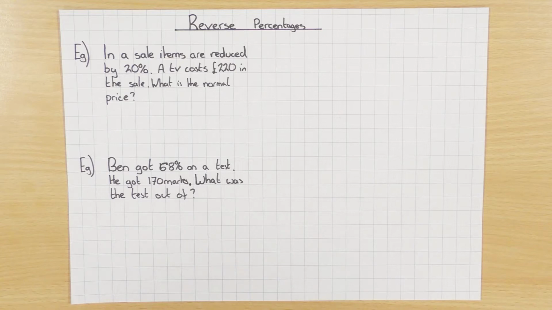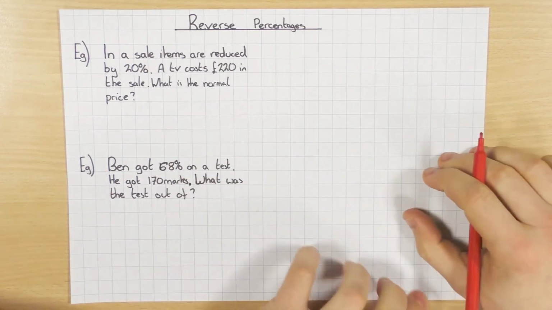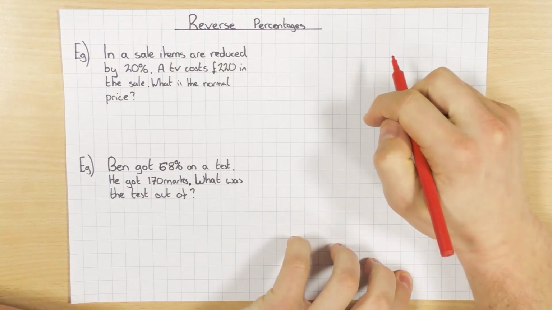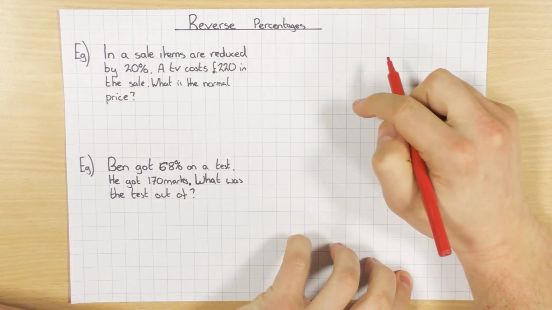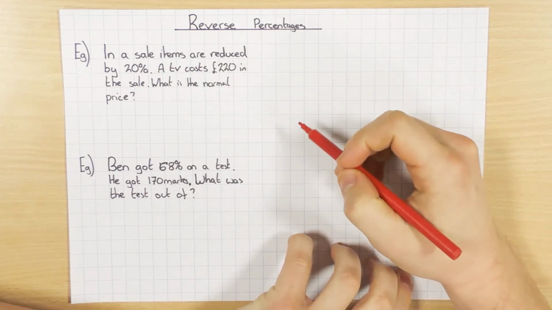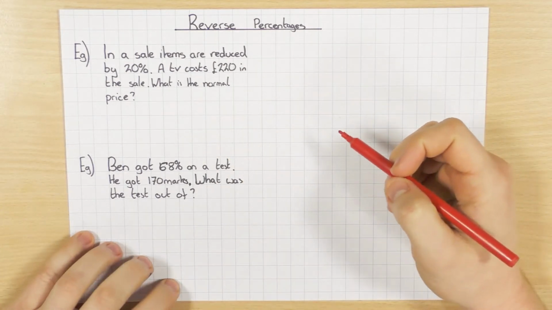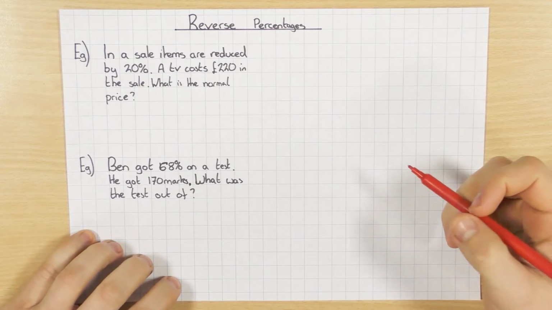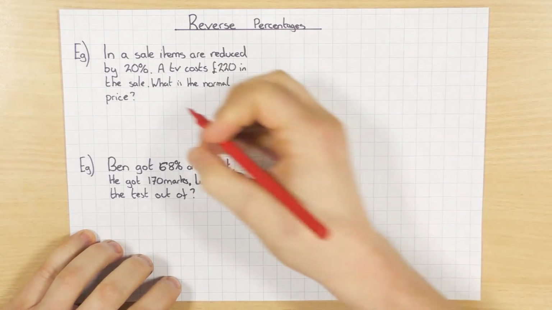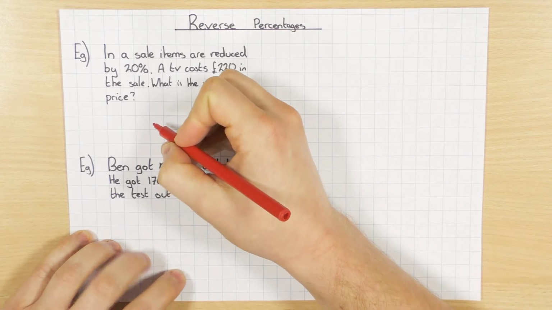I'll show you both, and pick one, or by all means, if you can't do a question with one of the methods, you've also got another one up your sleeve. I'm going to start off with the decimal multiplier one for this first example. In a sale, items are reduced by 20%. A TV cost £220 in a sale. What was its normal price? If you've seen my increasing and decreasing videos, this will be familiar. If you haven't, definitely give that a look.